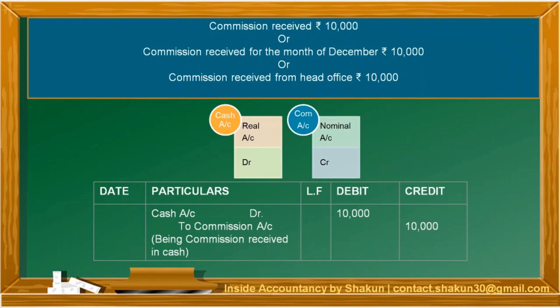Okay, so the next transaction is commission received 10,000. Commission received for the month of December 10,000. Commission received from head office 10,000. Again, in all the transactions, commission has been received. That means it is an income. Commission being a nominal account and being an income should be credited. And the other account that is identified, it's nothing written here. So obviously we are going to receive it through cash. Cash being a real account, and since we are receiving it, it is coming in. So therefore it is debited. So our journal entry is cash account DR to commission, being commission received in cash.